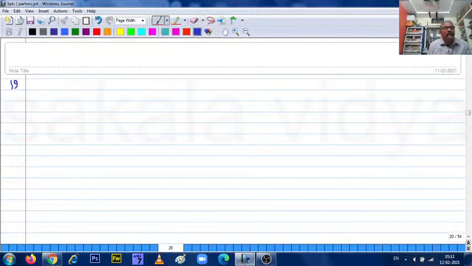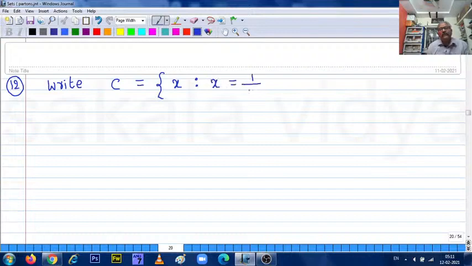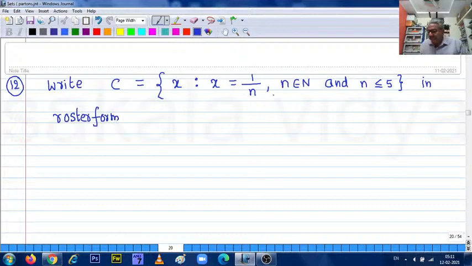So now the 12th one. Write C equals x such that x equals 1 upon n, n belongs to N, and n less than or equal to 5, in roster form, or into the roster form. This time we need to express it in the roster form.